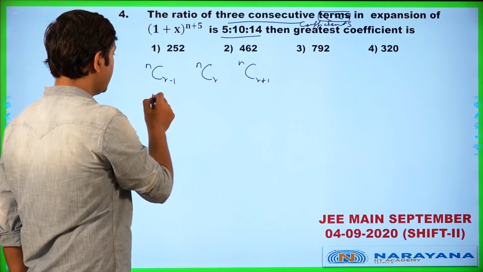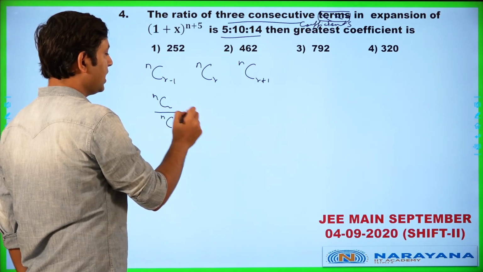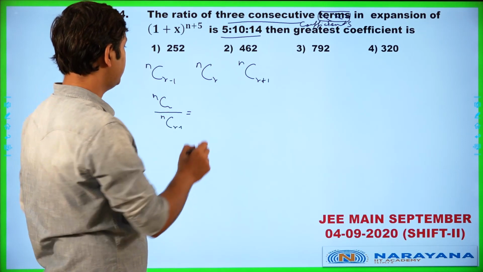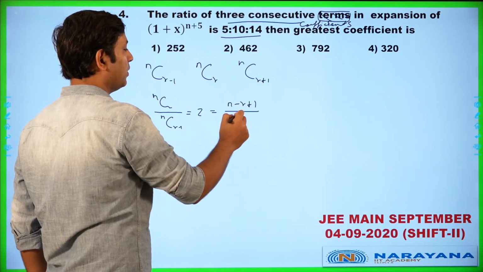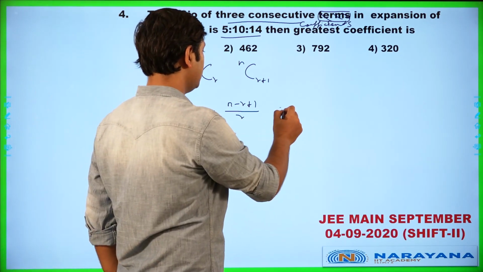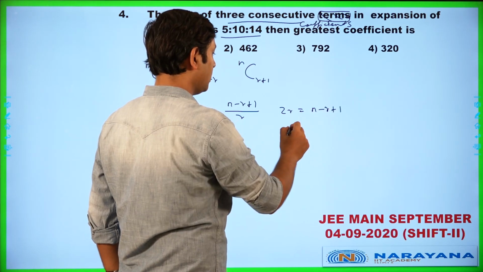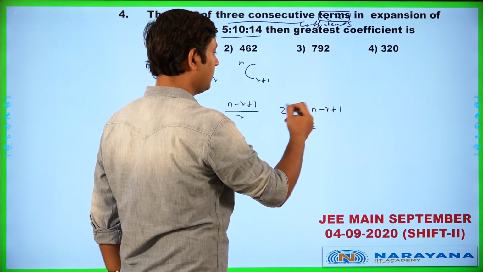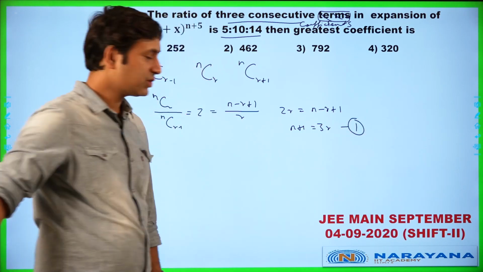We have nCr upon nCr minus 1 as 10 upon 5, which is 2, which is n minus r plus 1 upon r. We'll cross multiply, it will be 2r is equal to n minus r plus 1, or n plus 1 is equal to 3r. We'll take that as the first equation.